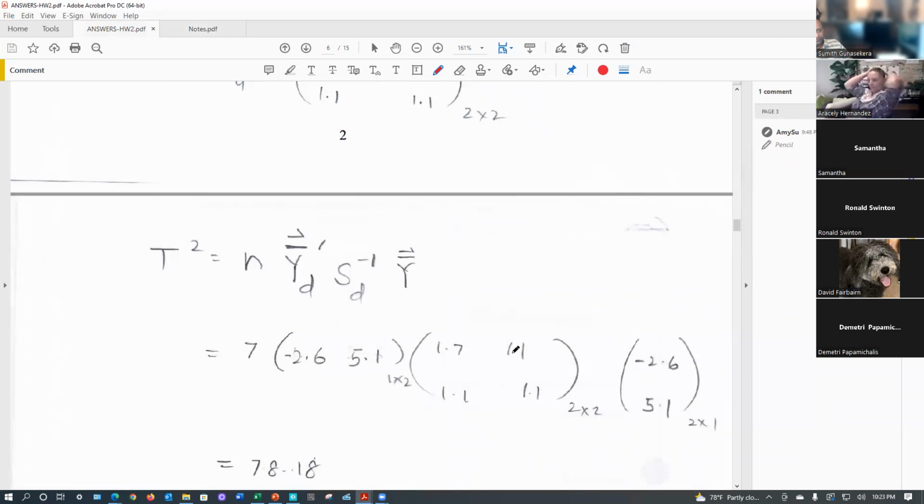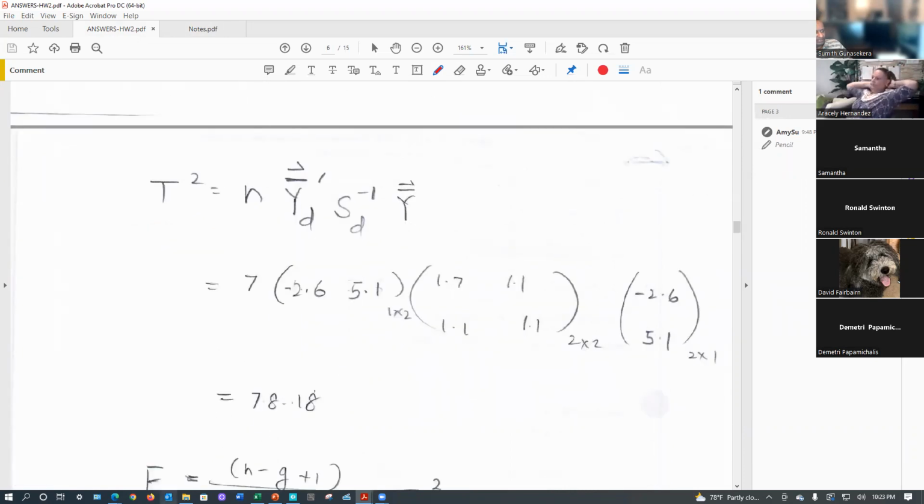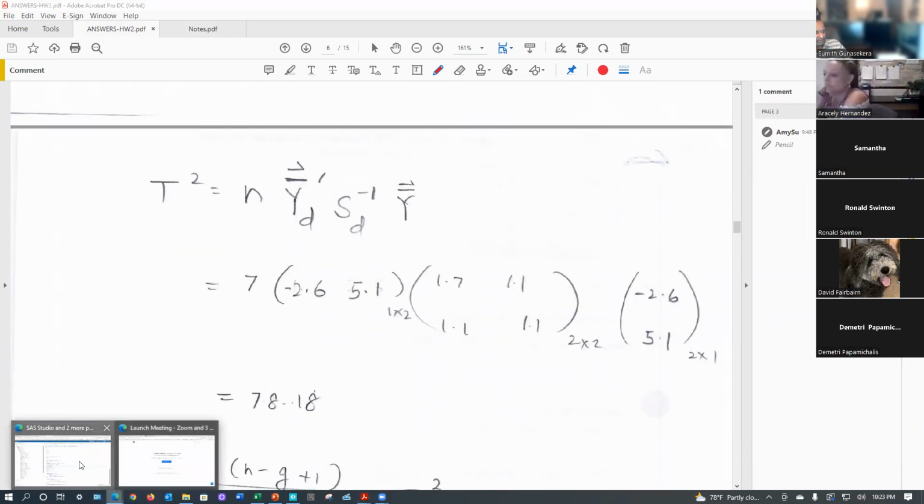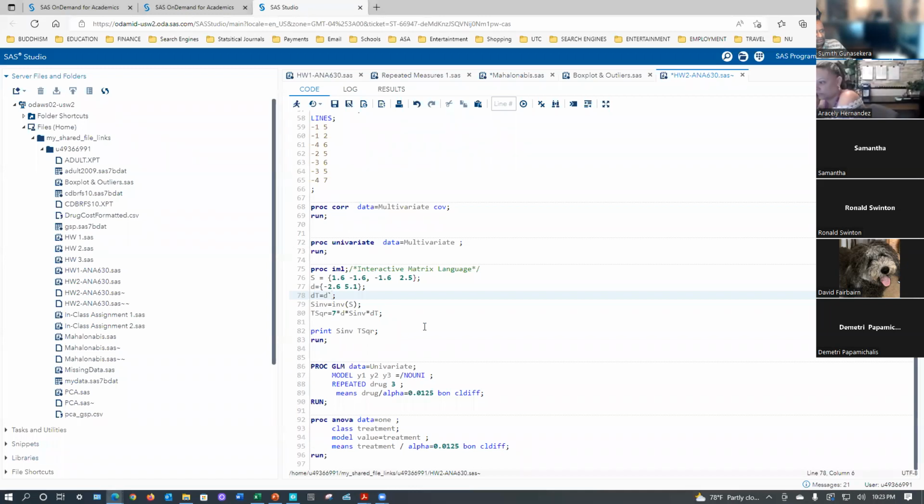Okay, this is your transform, this is your D, this is your S inverse, this is your N. I multiply all these and get 78, 1.8. See, I get the D. D means the row vector for my averages, the inverse of the covariance matrix, and the column one. And then I'm going to print both.